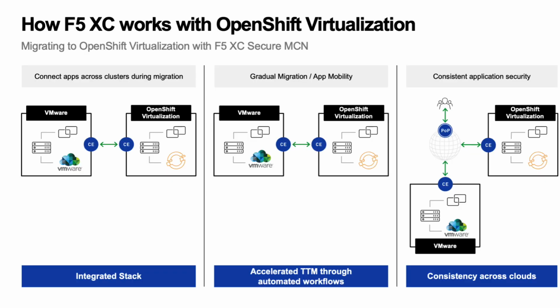Now, how does F5 Distributed Cloud, F5XC for short, fit into the picture? F5XC secure multi-cloud networking acts as the glue during your migration journey. By connecting apps across clusters, it keeps your VMware and OpenShift environments communicating during migration. It allows for a gradual shift rather than flipping a switch. It ensures consistent application security during and after the migration. In essence, F5XC helps you migrate with confidence and minimal disruption.